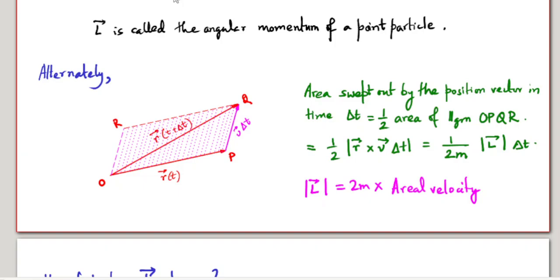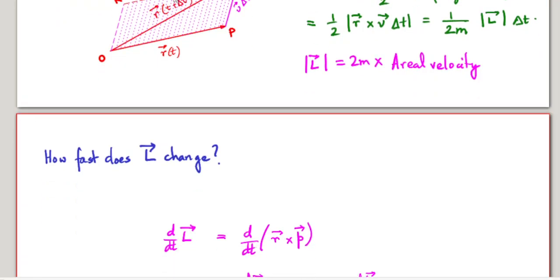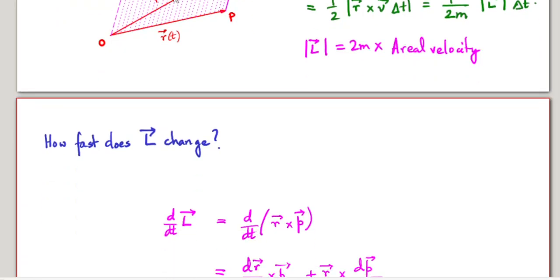Now, because we are dealing with mechanics, one of the major questions that we should ask is how does this quantity L that we have defined now change with time? How fast does it change? To do that is a matter of simple calculus. You differentiate L with respect to time, you get d/dt of L, that's of course d/dt of R cross P.